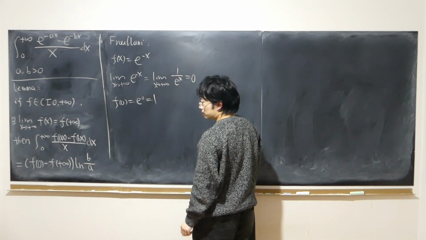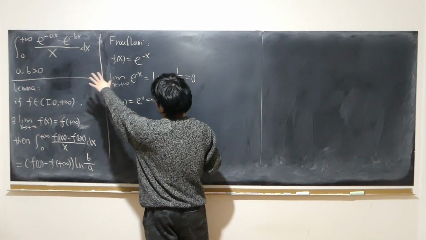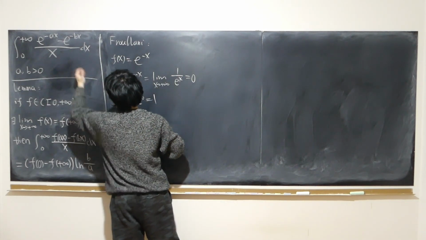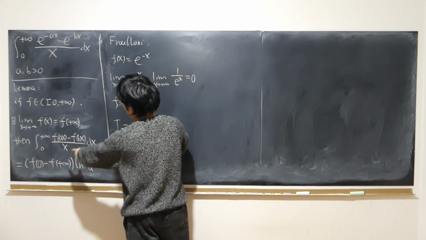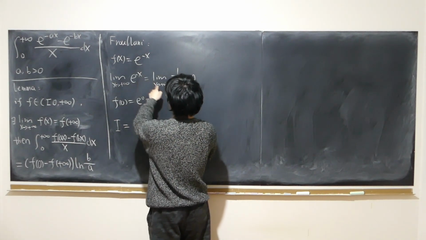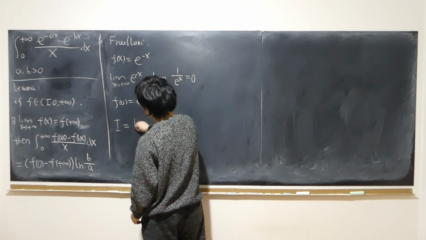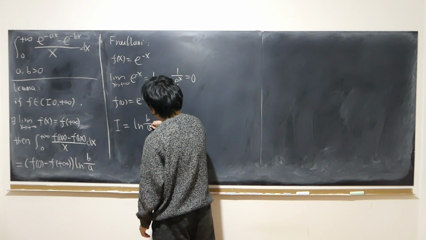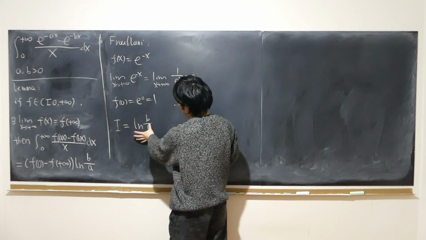So according to our formula, we have exactly this form. Our integral is f of 0 minus f of positive infinity, 1 minus 0, which is 1, times log of b over a. a and b are both positive, so this time we're fine. It's legitimate.